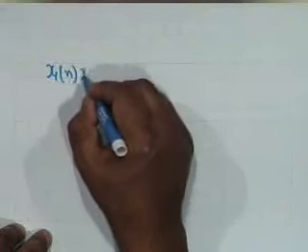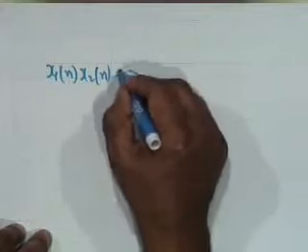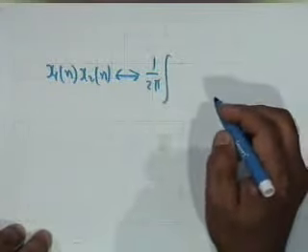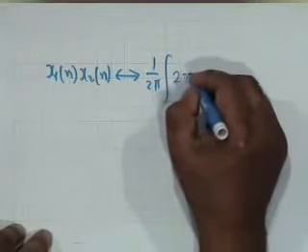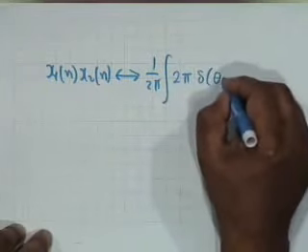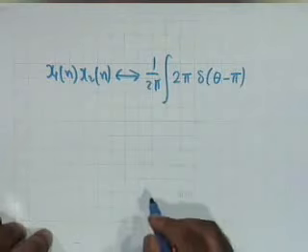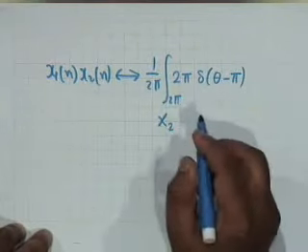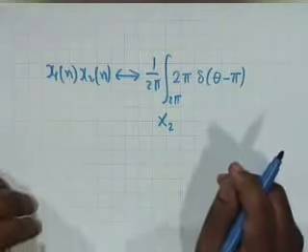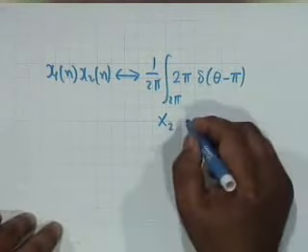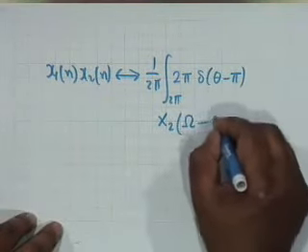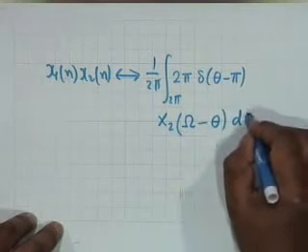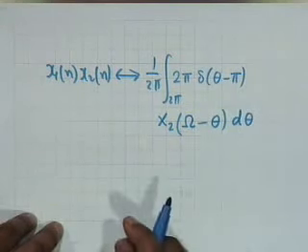X1 of n, x2 of n, they transform into 1 over 2 pi. The first thing I write is x1 of theta, and that is 2 pi delta of theta minus pi. Agreed? The second is x2 of omega minus theta, so I write omega minus theta d theta. So the limits of integration now should be 0 to 2 pi.